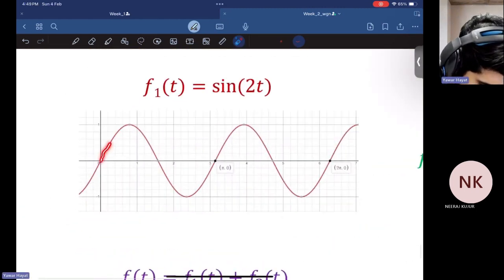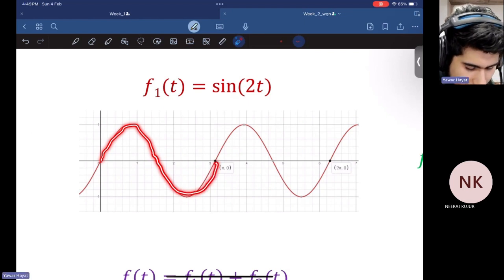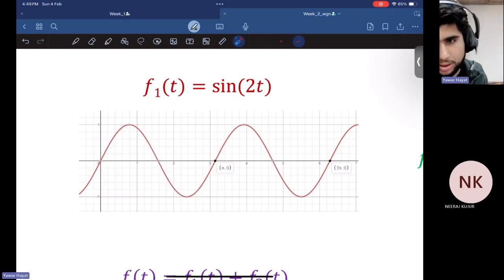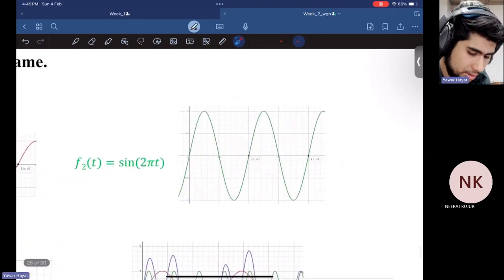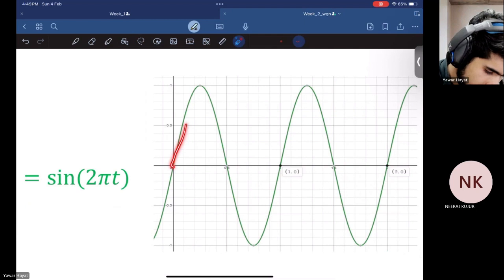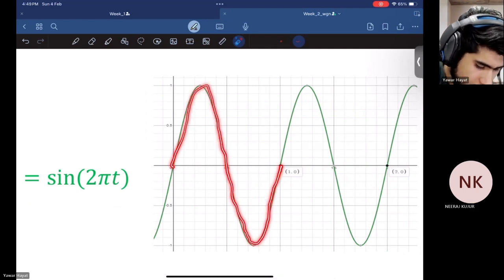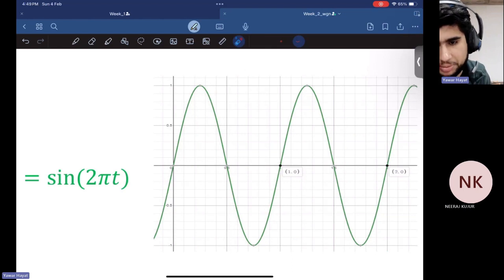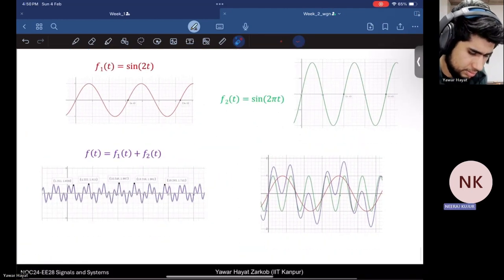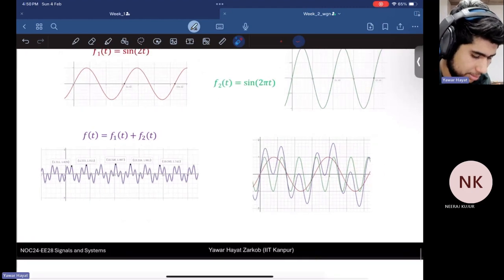You can see the signal starts from here, and then after one time period, the value corresponding on the time scale is pi units, right? So yes, t equal to pi is indeed the time period of sine of 2t. Similarly, t equal to 1 is the time period of sine of 2 pi t, which we had obtained using that 2 pi by b formula.